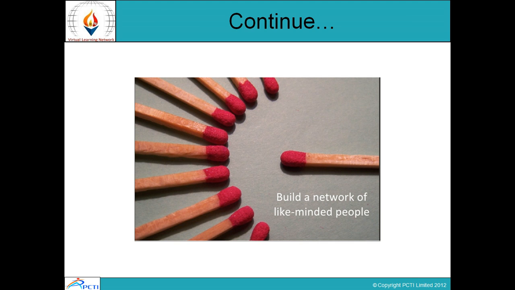Apart from this, you must build a network of like-minded people, those whose wavelengths match with you, those people who think like you and behave like you. So your team must be organized with like-minded people.